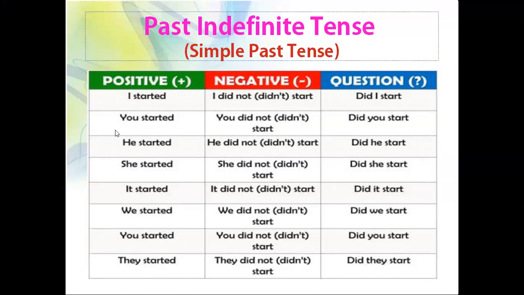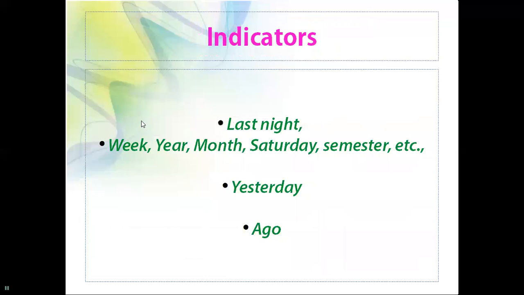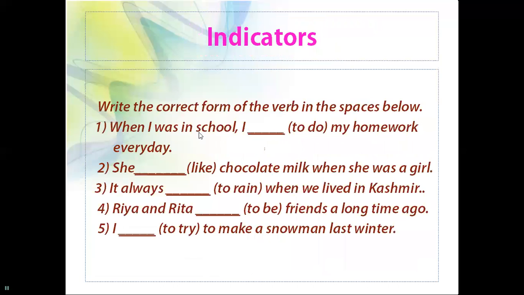So this is the example for simple past tense. You can write in your own sentence. You can just try in your own sentence. So these are the indicators. What are indicators? They are keywords for past tense: last night, last week, last year, last month, last Saturday, last semester, etc. Then yesterday, ago. So these are the keywords for past tense.